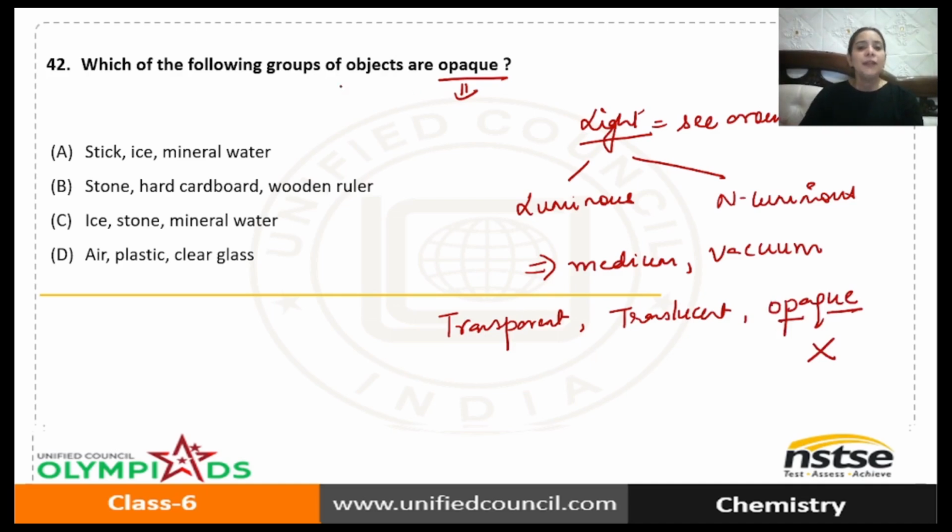So we need to pick the group which indicates opaque substances. A states stick, ice, mineral water. No. Stone, hard cardboard, wooden ruler. Obviously they won't allow light. Ice, stone and mineral water. Obviously no. Air, plastic and clear glass, again no. So which option is correct here? Yes, option B is correct. Option B has a group of substances which are opaque. They will not allow light to pass through them.